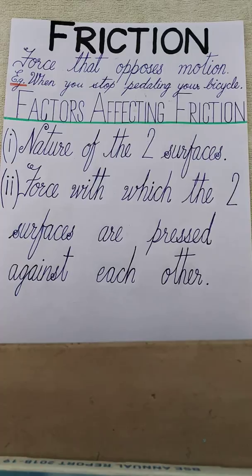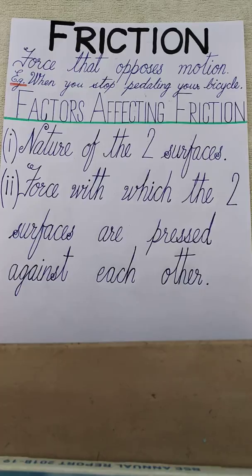It's called friction. So, what is friction? The force that opposes motion is called friction. For example, when you stop pedaling your bicycle, it comes to rest after a few seconds. This force exerted by the road on the bicycle tires which stops it is called friction. This frictional force always acts opposite to the direction of motion.